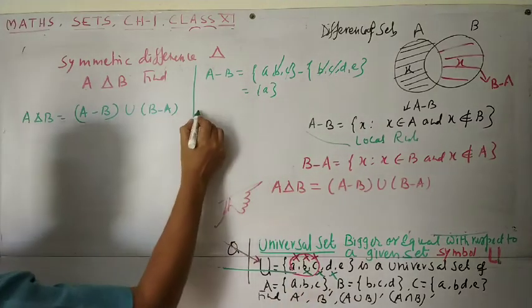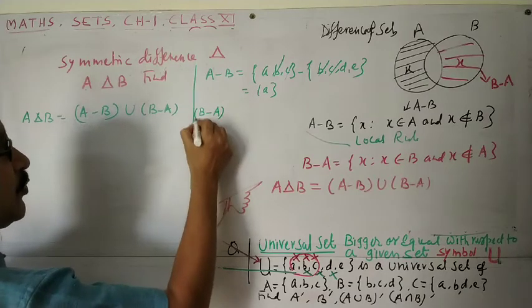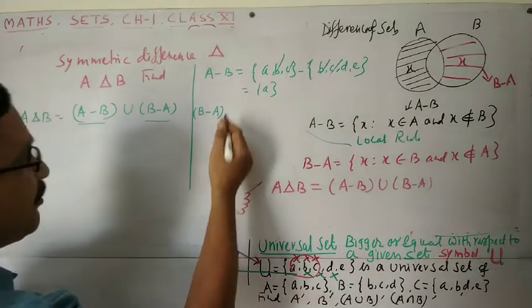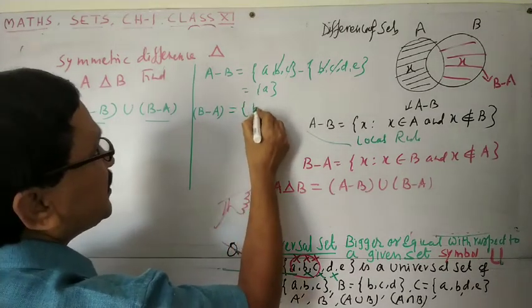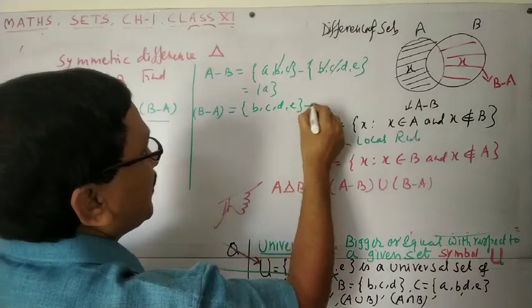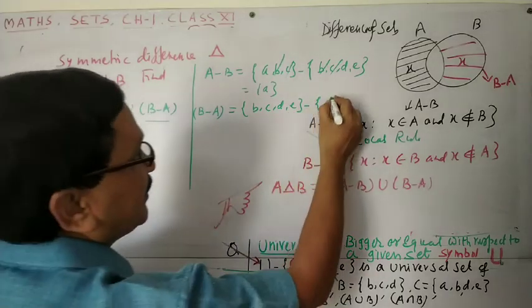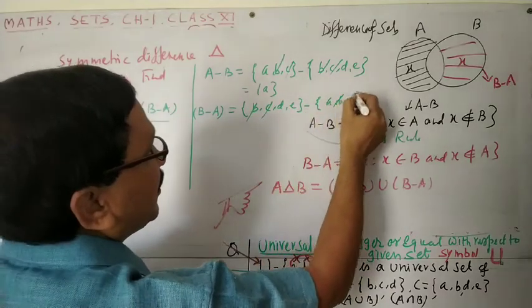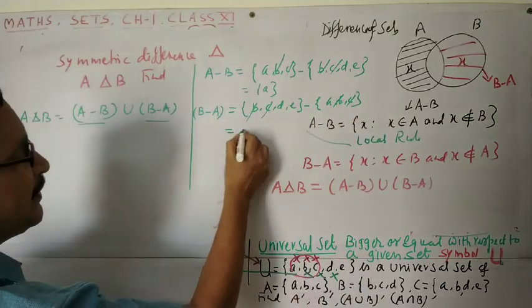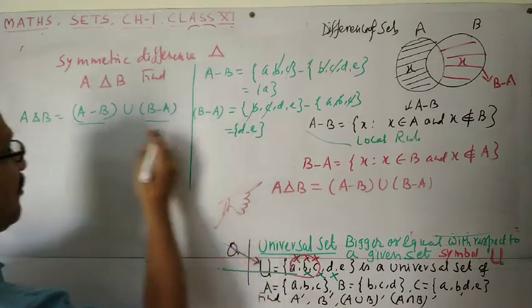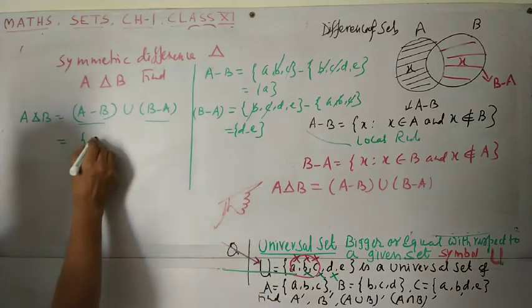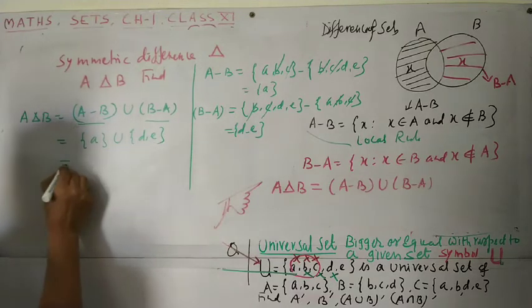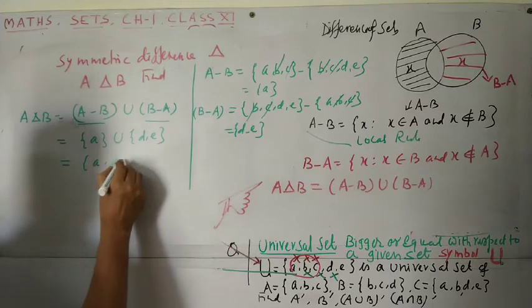Similarly, to write the symmetric difference, we need both. So A minus B we have got. Now we are going to find out B minus A. So this is BCDE minus A, which is ABC. The cancellation of B and C, so the left is D and E. Now students, write the value: A minus B union B minus A is A union D and E. So your final answer is ready, ADE.